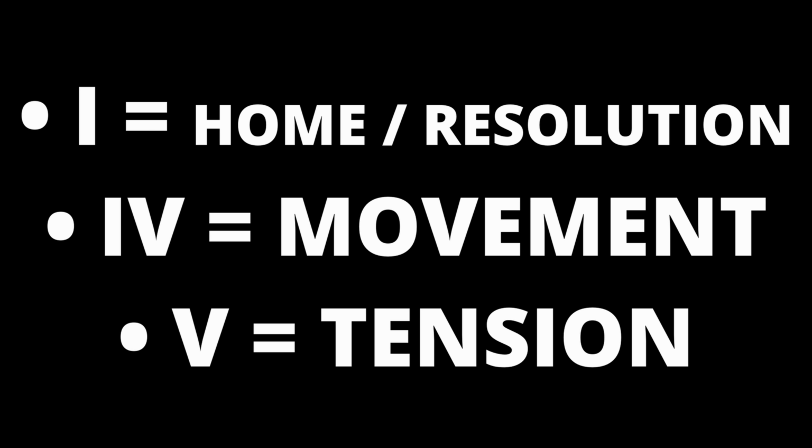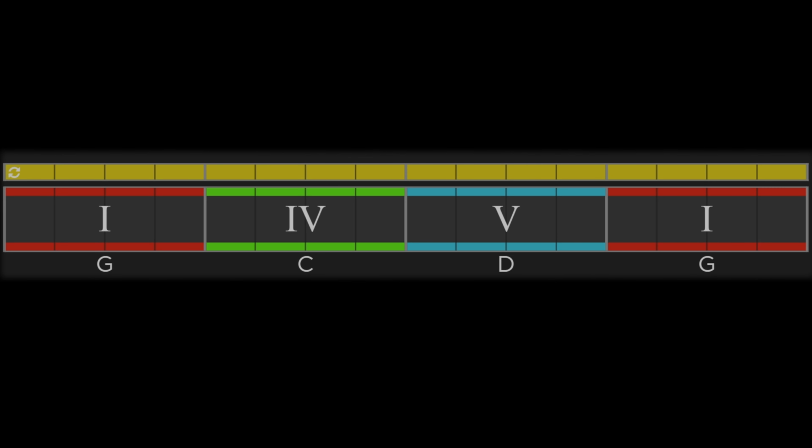It is common to use the 5 dominant chord at the end of progressions to resolve back to the 1 chord. Listen to this example in the key of G major and hear how the role of the chords change.